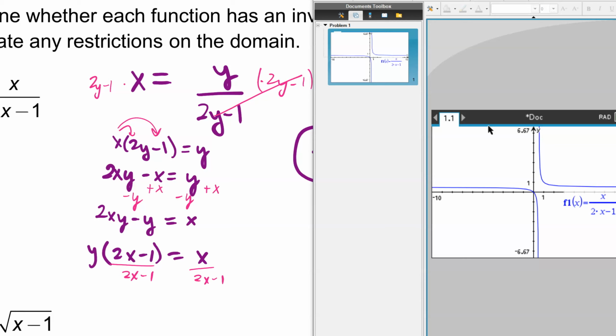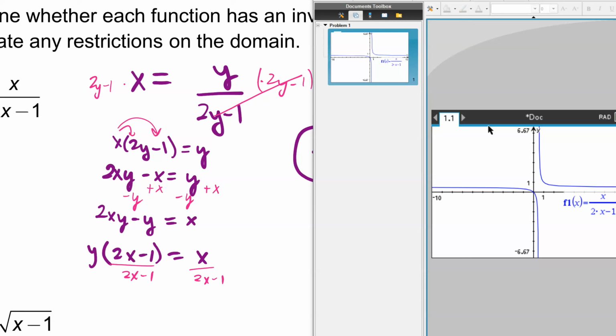What about my y values? It looks like I have a horizontal asymptote. Do we know what it is? What's our end behavior of this function? As x goes to infinity, what is my y approaching? Well, let's see.